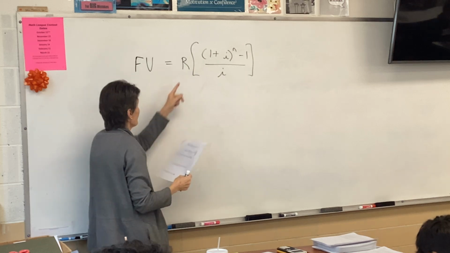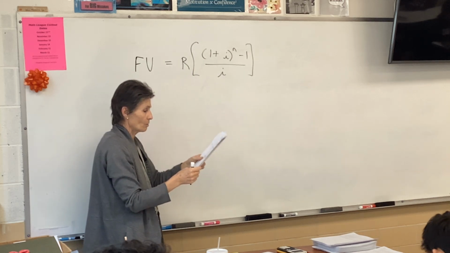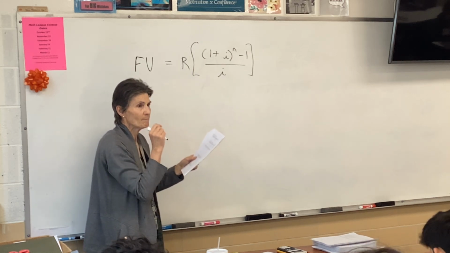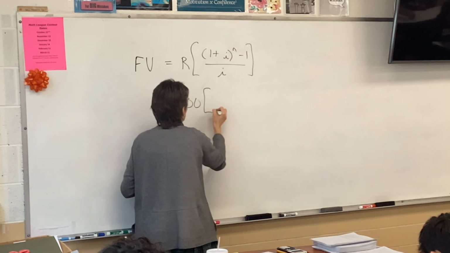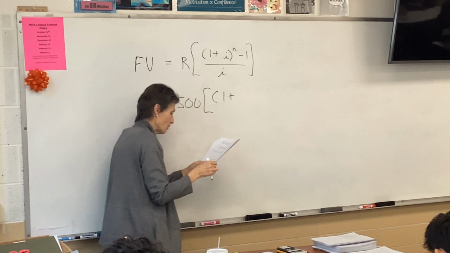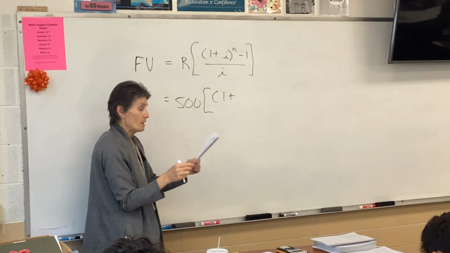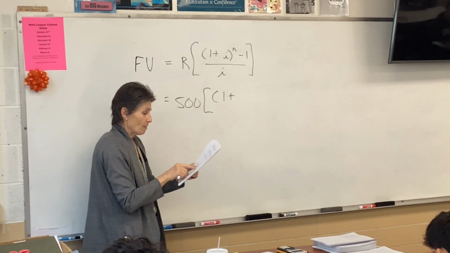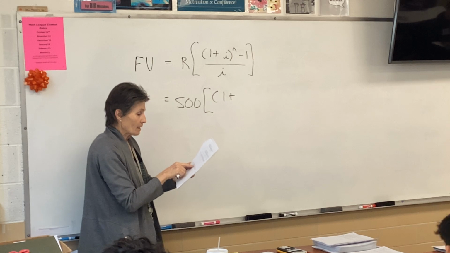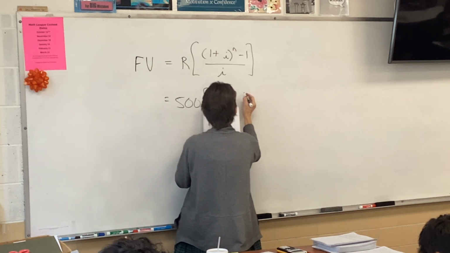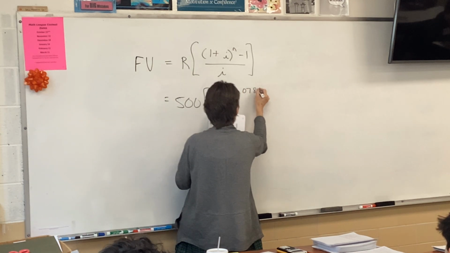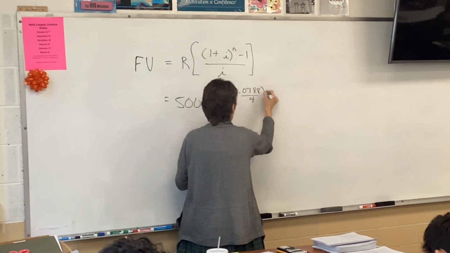So remember, R is the payment amount. Do I know the payment amount this time? Yes. $500. Do I know my interest rate? Yes. But be careful. 0.0788. We are making quarterly payments. So my interest rate is going to be 0.0788 divided by 4.